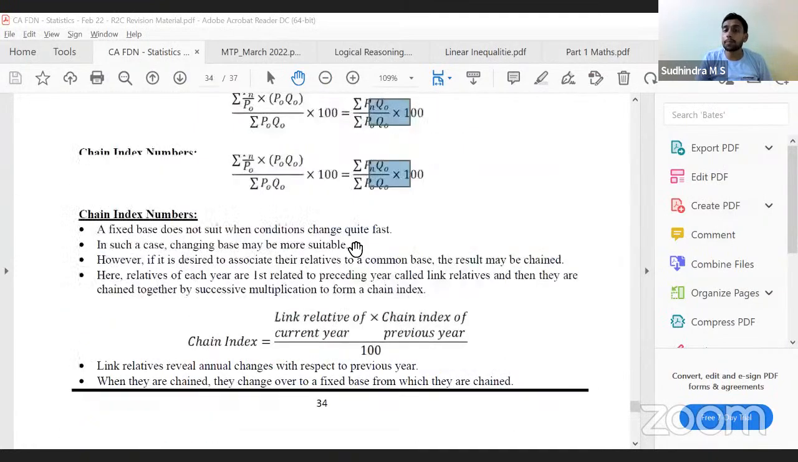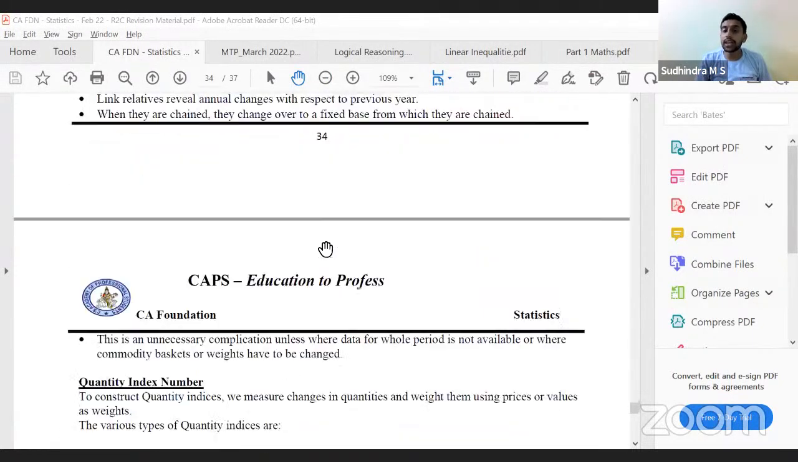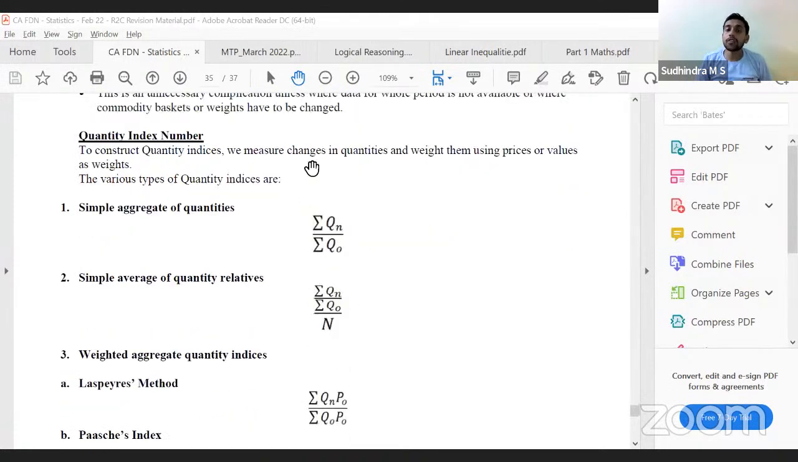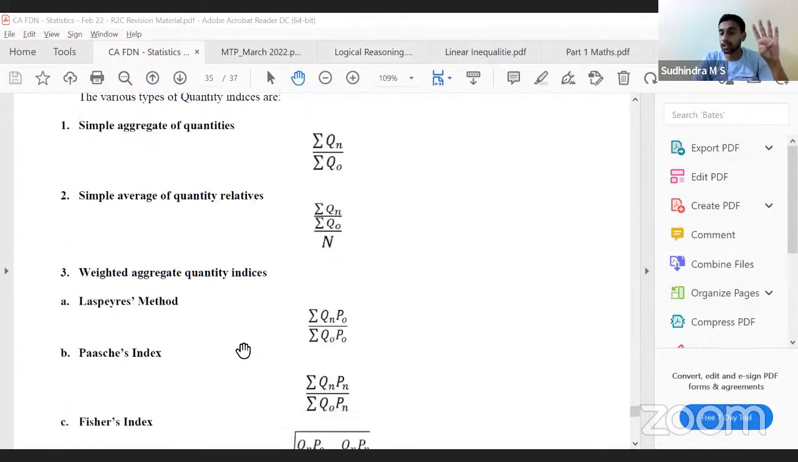So we have discussed price index numbers. Similarly, we can calculate quantity index numbers also. In case of quantity index numbers, what would be the weights that we give? Prices will be the weights. The same methods: simple aggregate, where in price index we had summation P1 by summation P0, here it would be summation Q1 by summation Q0. Simple average of relatives: here, instead of price relatives, we calculate quantity relatives individually. Weighted aggregate also has the same methods: Laspeyres, Paasche, Marshall-Edgeworth, and Fisher.